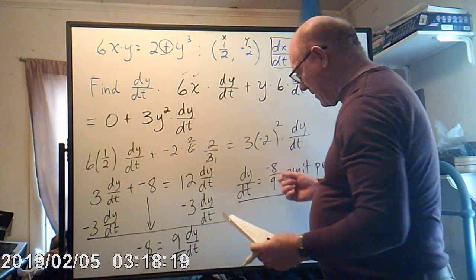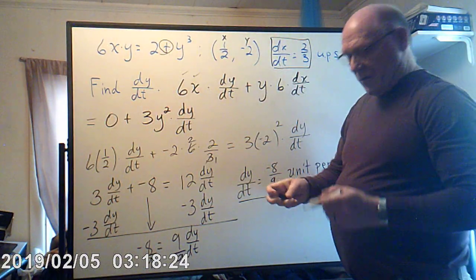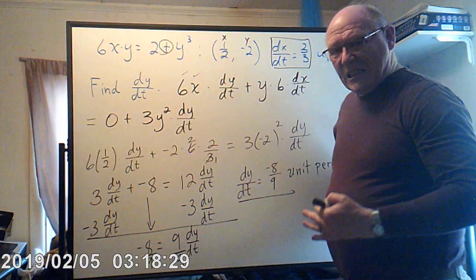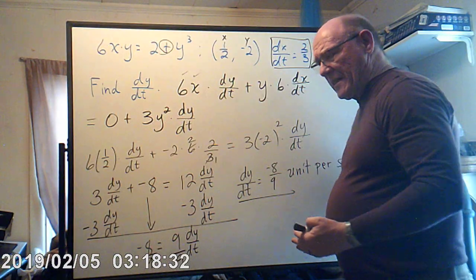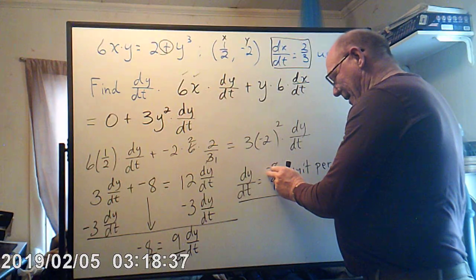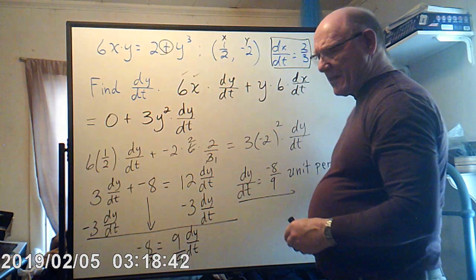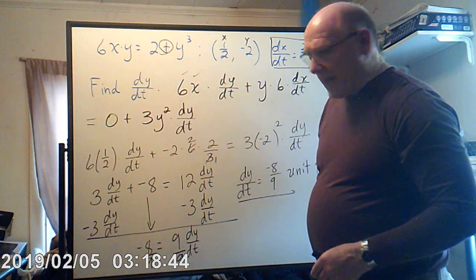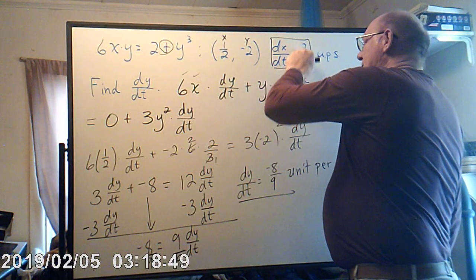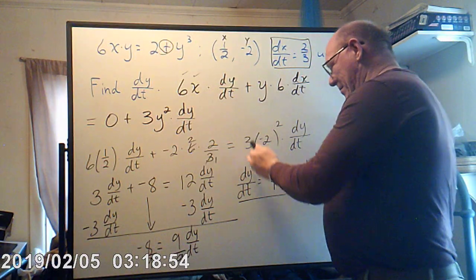Now what is this doing? Increasing or decreasing? If it were to ask what the vertical rate is doing, it's not increasing, it's decreasing at 8/9 unit per second. It's decreasing because the value is negative. We saw that this is increasing because this value is positive. Okay, so this is decreasing.